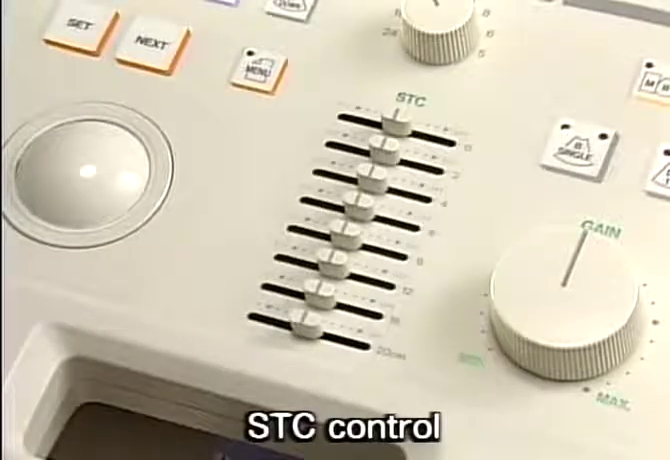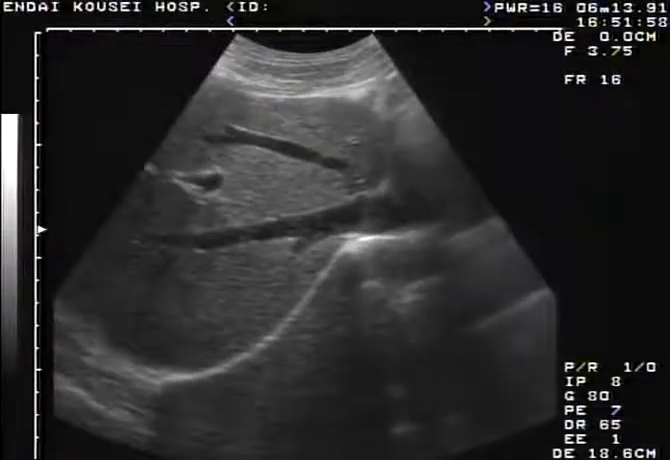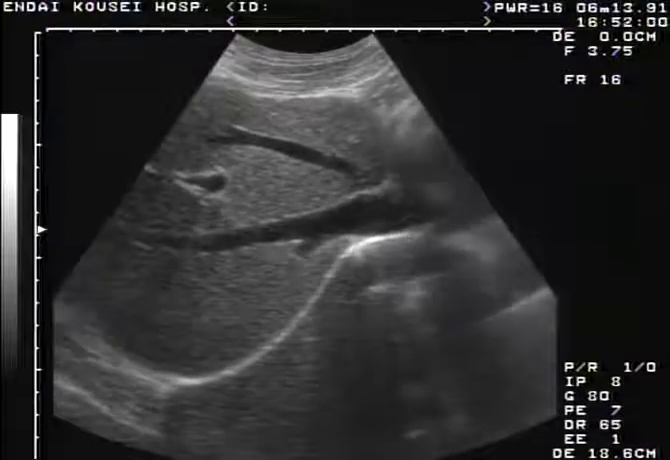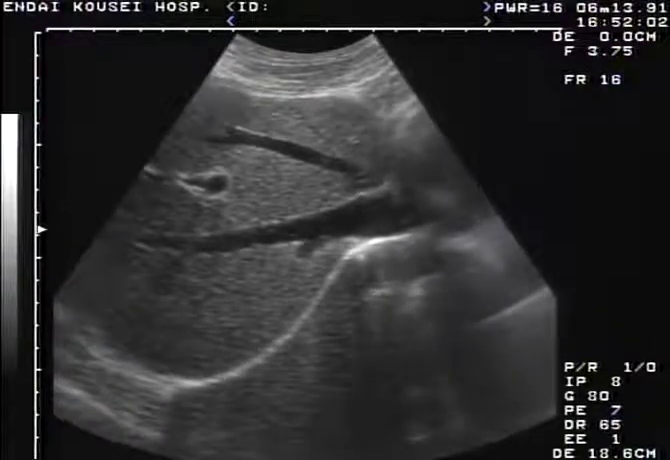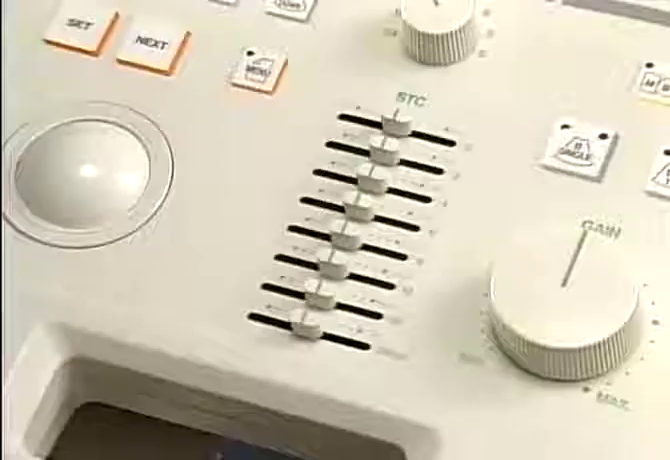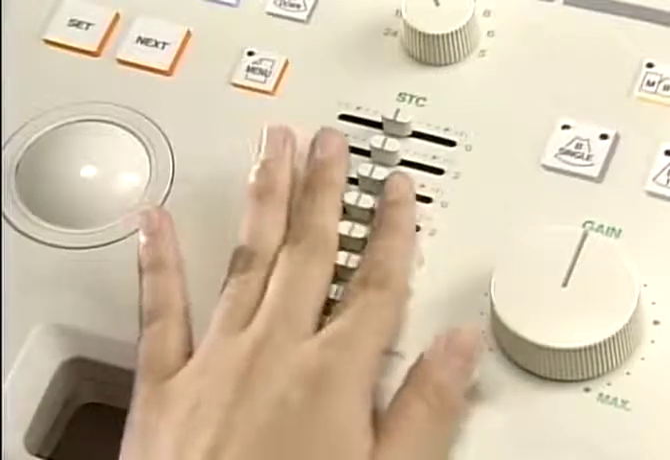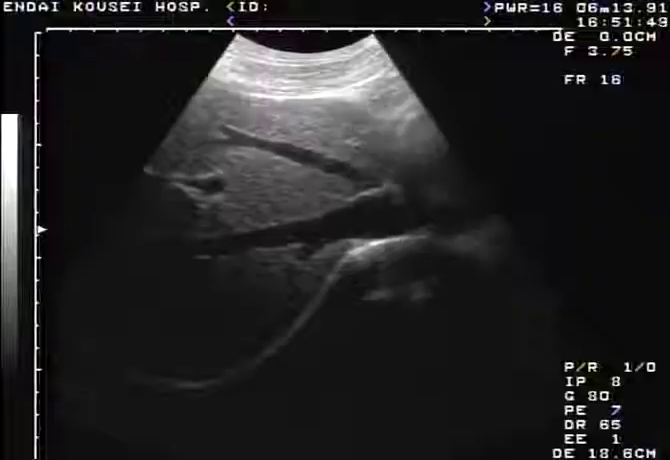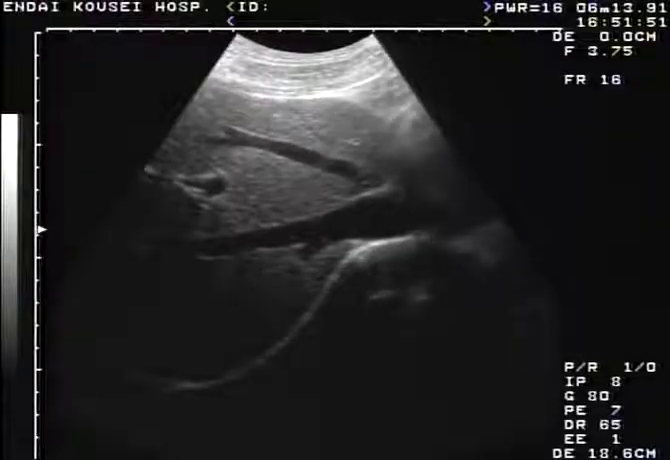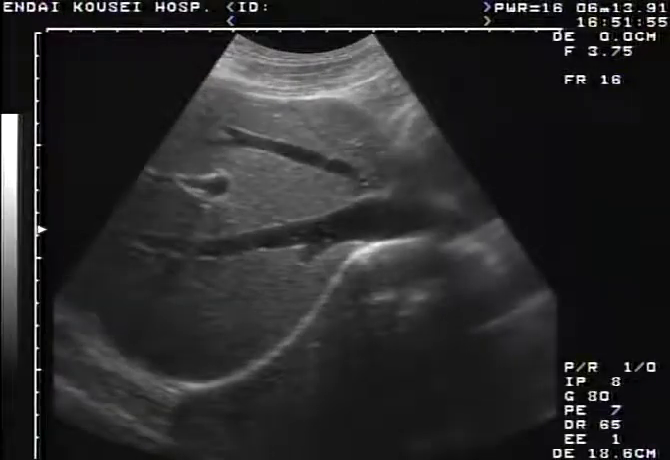What about STC? Normally, set all sliding knobs at their centers. Then, all images from shallow to deep regions can be displayed with uniform brightness. However, depending on the patient's body habitus and the conditions, ultrasound waves may become significantly attenuated in deep regions. If this occurs, you must adjust the STC sliding knobs.